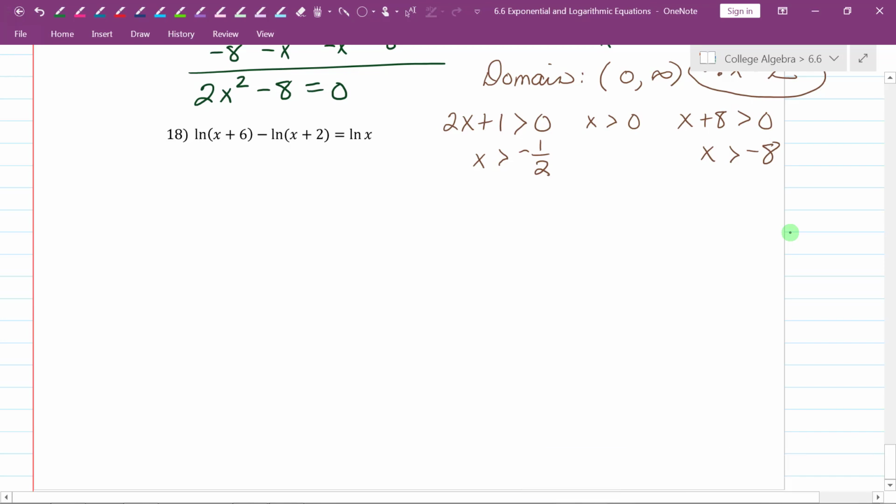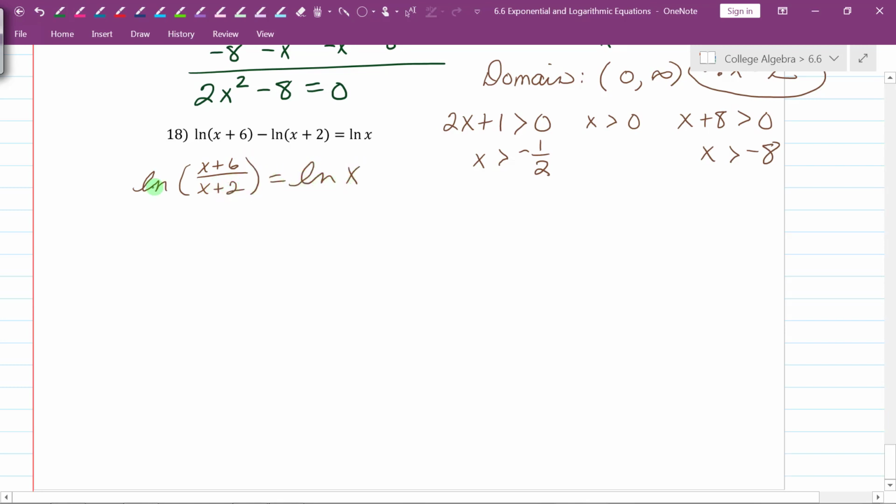Here we go. I want you to notice that we have the natural log of x plus 6, which is a factor, subtract the natural log of x plus 2, another factor. Since I have a subtraction sign, I know I can combine those factors through division. And then on the right-hand side, I have the natural log of x. So I'm going to rewrite this as the natural log of x plus 6 divided by x plus 2 is equal to the natural log of x.